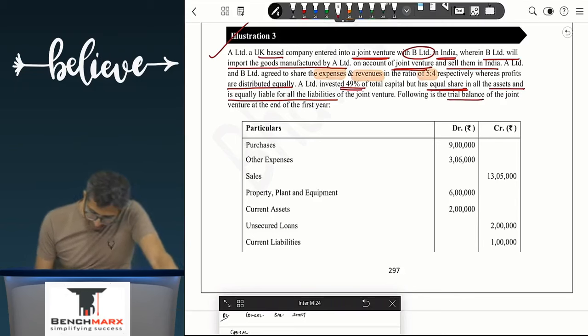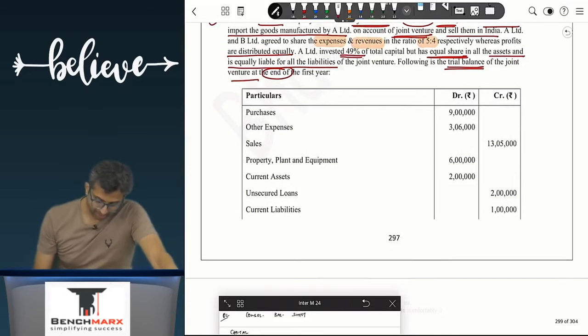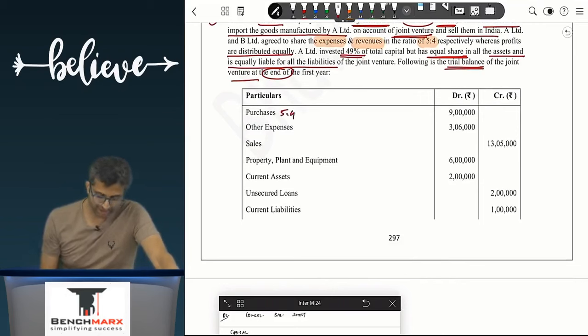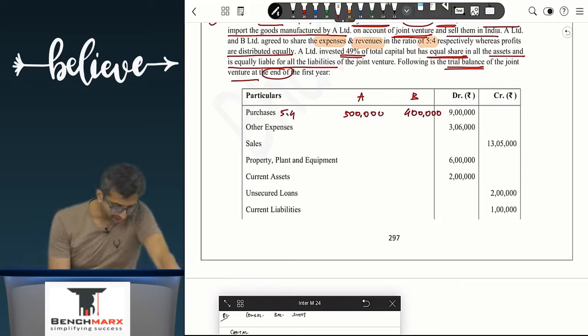Following is a trial balance of the joint venture at the end of the first year. You have been given a separate trial balance for the joint venture. Purchases, you guys tell me in which ratio should purchases be split? 5:4. Perfect. It is an expense, so it will be split in the ratio of 5:4. So 5:4, meaning how much to A, how much to B? 5,00,000, B is 4,00,000. Other expenses, which ratio? 3,00,006.